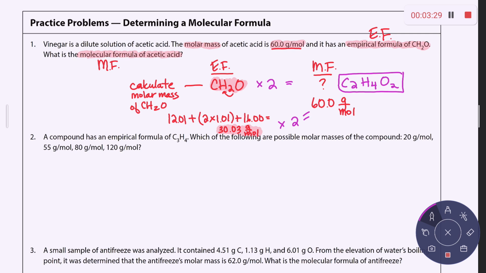The molar mass of the empirical formula part right here? Yeah? Okay, since they gave us 60 for the molecular formula, I need to calculate the molar mass of the empirical formula because this 60 is a multiple of the molar mass of the empirical formula. So I had to calculate that first and then figure out what do I multiply that by to get to 60. And that's how I figured out, yeah.